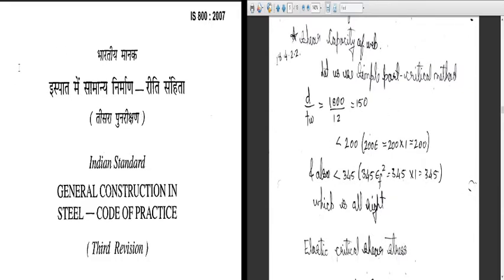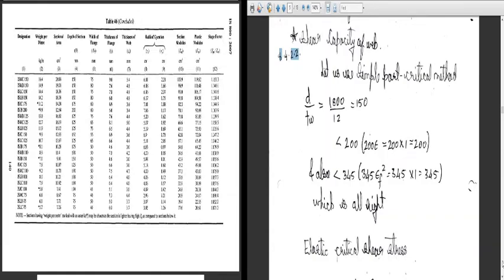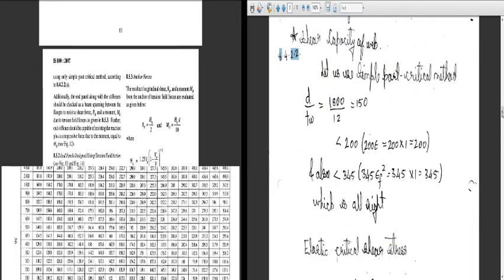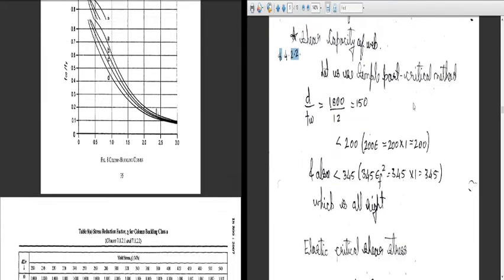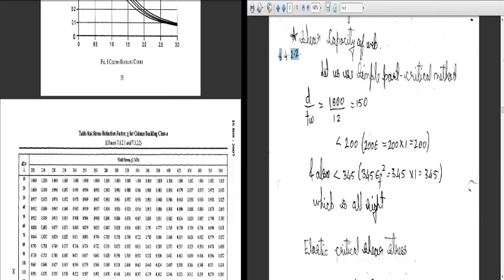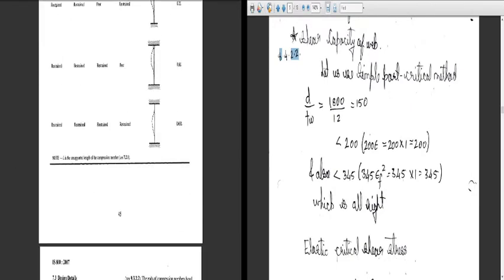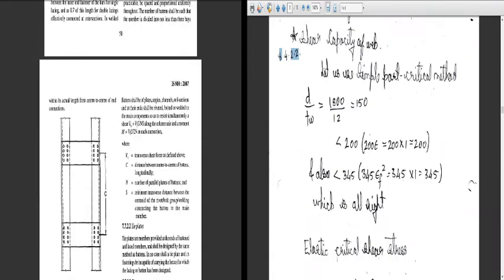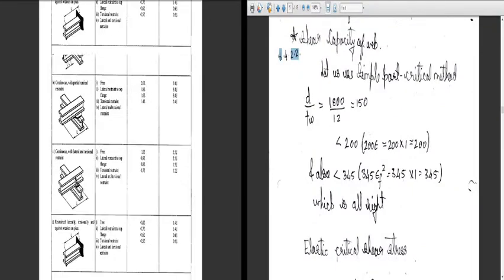Now, today we shall see the next check, that is shear capacity of the web. That is given in clause number 8.4.2.2 in IS 800 2007. So, let us go there. Let us move to clause number 8.4.2.2, which gives the component for shear. So, we'll go to 8.4.2 in the code book. So, these are the clause numbers here. These are the tables.